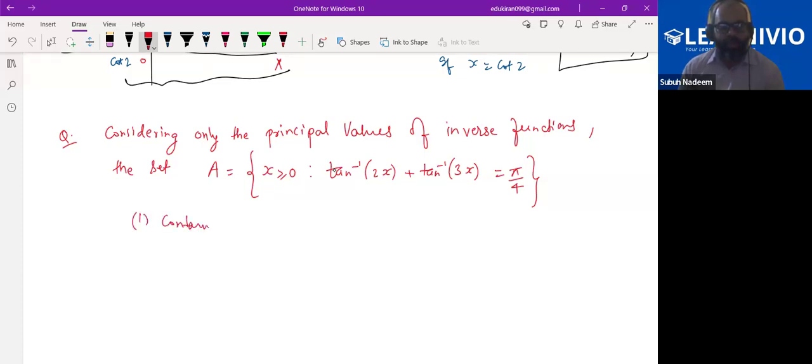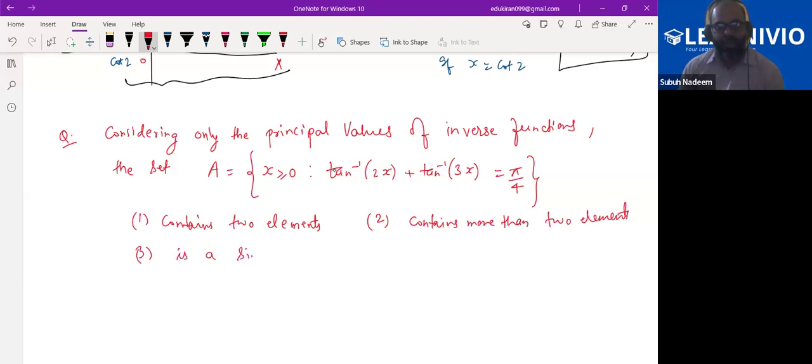two elements. These are the options. Second option is contains more than two elements. Third is a singleton. Singleton means contains only one element. Our fourth is an empty set. That means it has no solution.